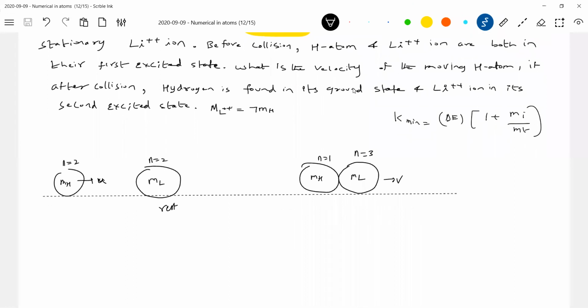There's another approach. What is the energy here? Energy in the second excited state. For the hydrogen atom, E naught, I'll call it, the energy in the first excited state, plus the kinetic energy, mh u square by 2. Now what is the energy of this? Hydrogen, n equal to 2, I'll write EH2. Lithium, energy in the first excited state, and it is at rest. Equal to, finally, the hydrogen atom in the ground state, minus 13.6 electron volt, plus kinetic energy, mh v square by 2, ml, or together, we'll write it here.